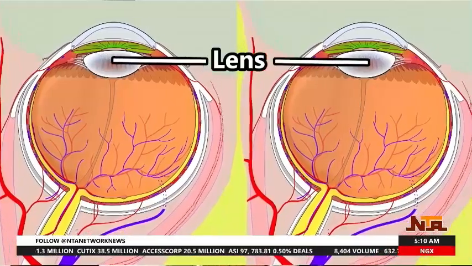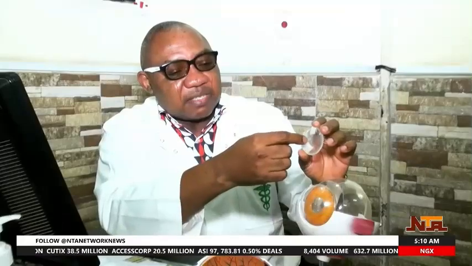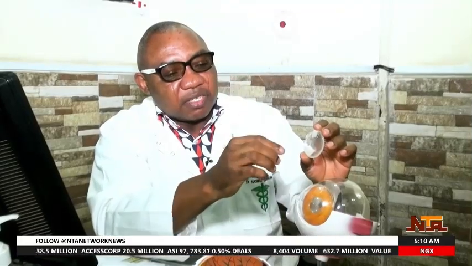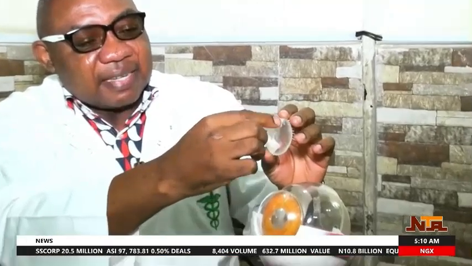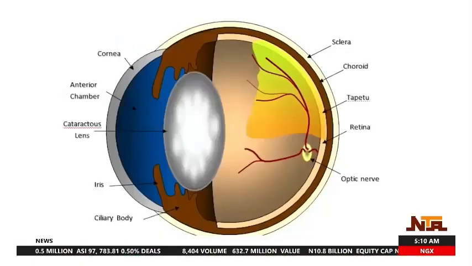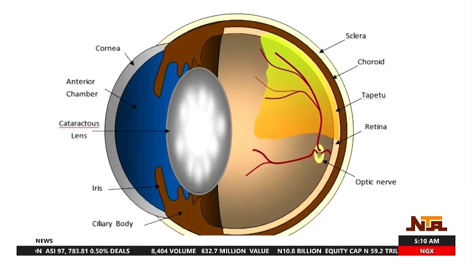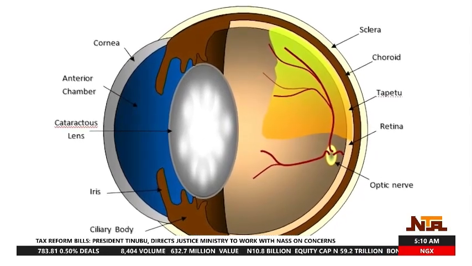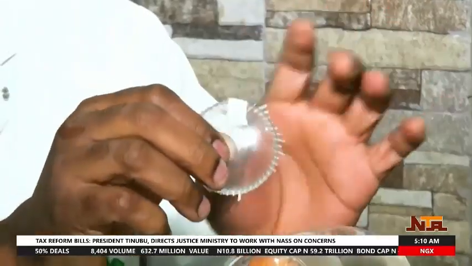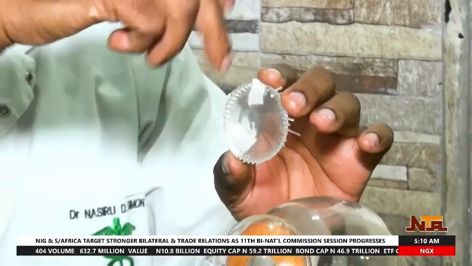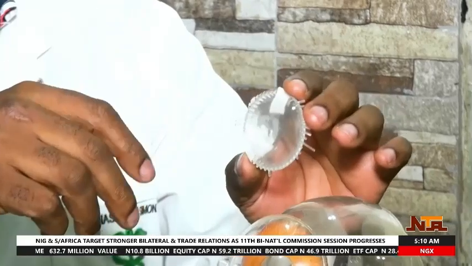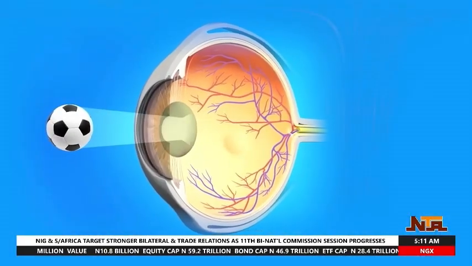The lens is a biconcave structure. Light passes here and comes out of here, so it's supposed to be transparent. Once you start developing cataract, what we mean is that the lens starts becoming opaque. It starts becoming turbid. It's no more transparent. One thing with cataract is that it can occur in any part of the lens. The anterior part, the posterior part, or the middle part, which we call the nucleus, can be affected and become opaque.